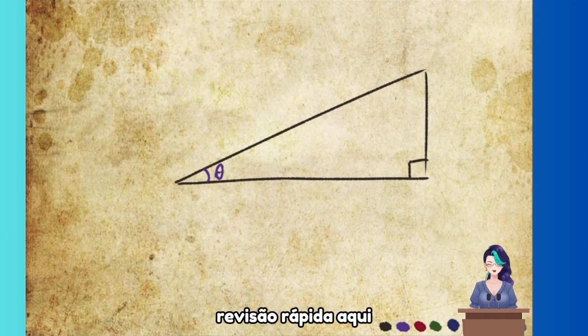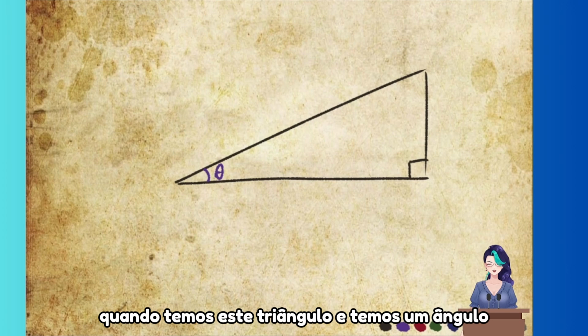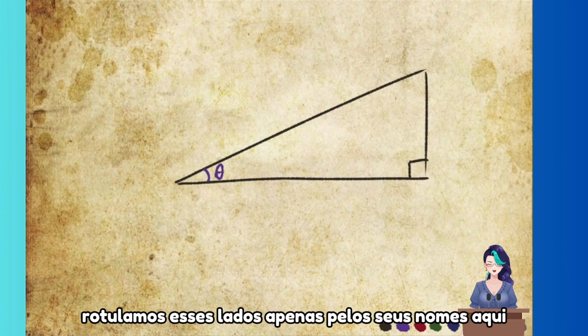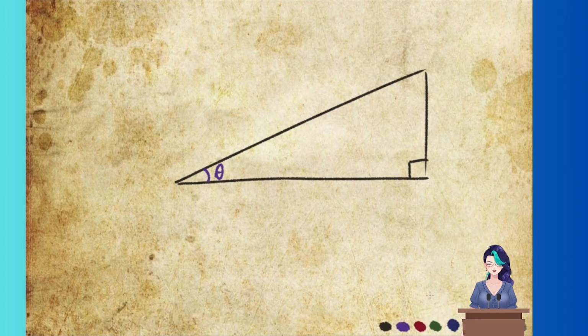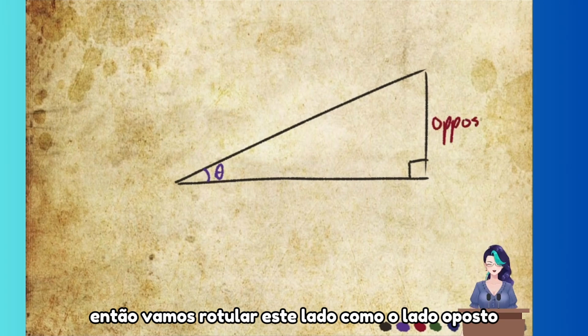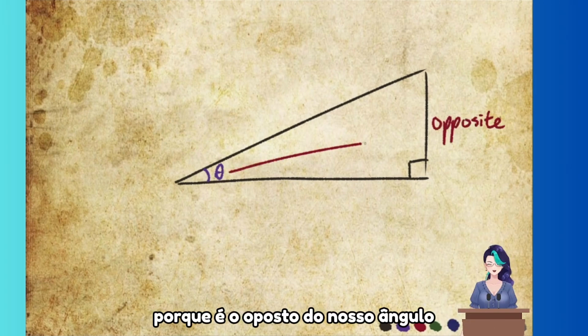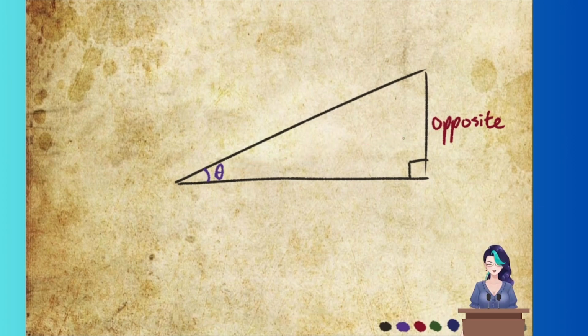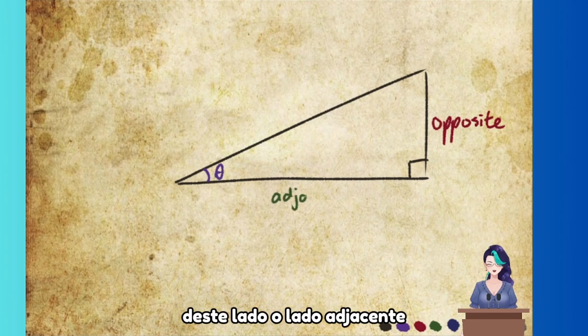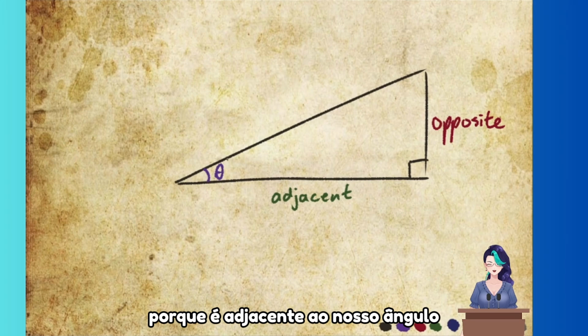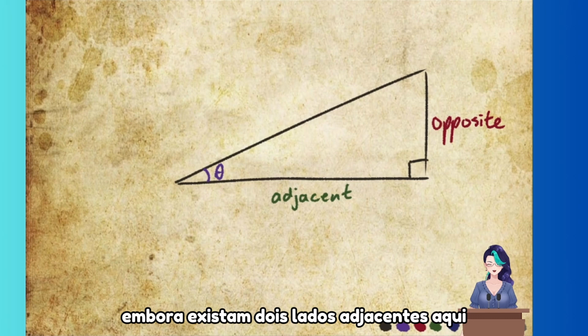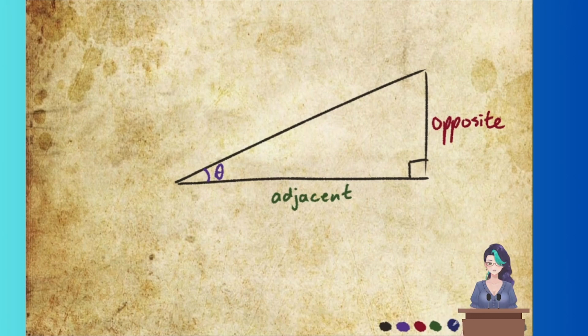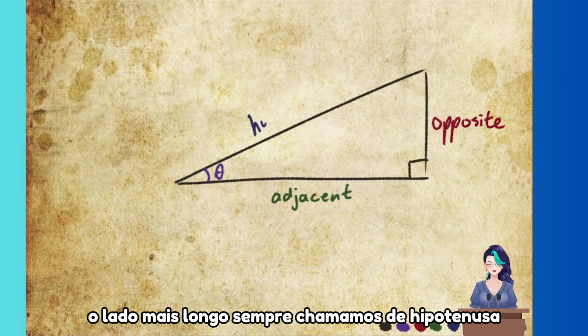So, quick review here. When we have this triangle and we have an angle, we label these sides by their names. We're going to label this side the opposite side because it's opposite from our angle. We're going to label this side the adjacent side because it's adjacent to our angle. It's right next to it. And while there are two angles that are adjacent here, the longest side we always call the hypotenuse.